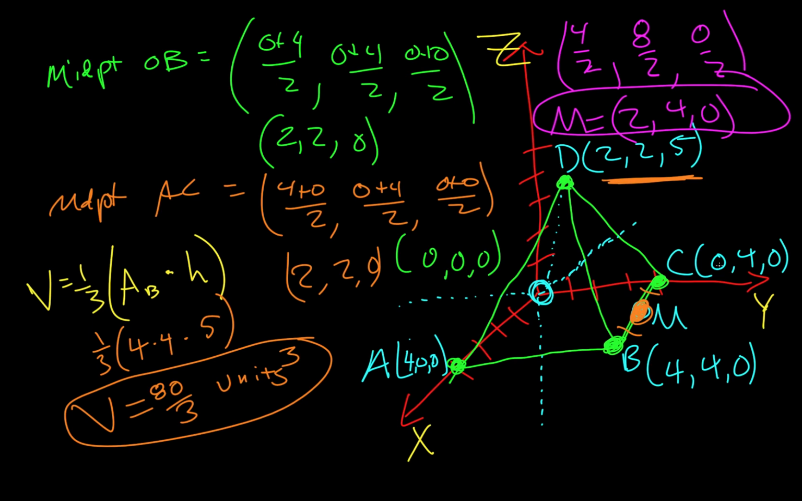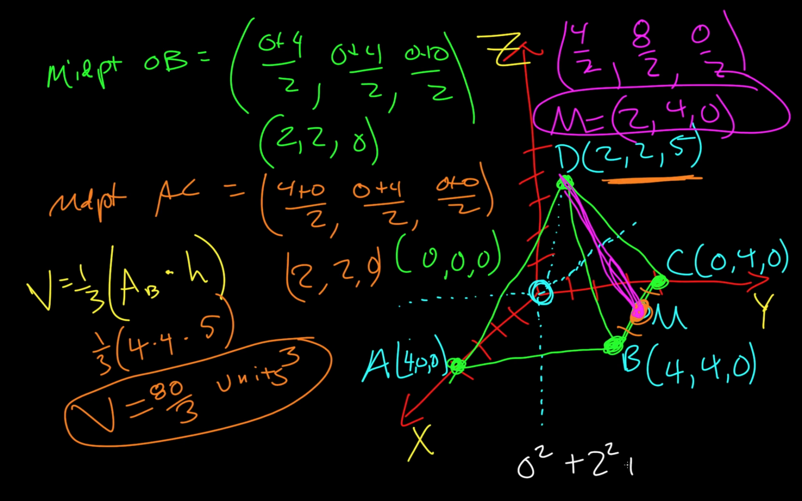Okay, now we want to find the exact length of MD. So MD is going to be from here to here. Okay, and we're just going to use the distance formula using these two things right here. So when we do the distance formula, we find the difference between the two. So I'm going to do M minus D. So 2 minus 2 is 0 squared. And then 4 minus 2 is going to be 2.